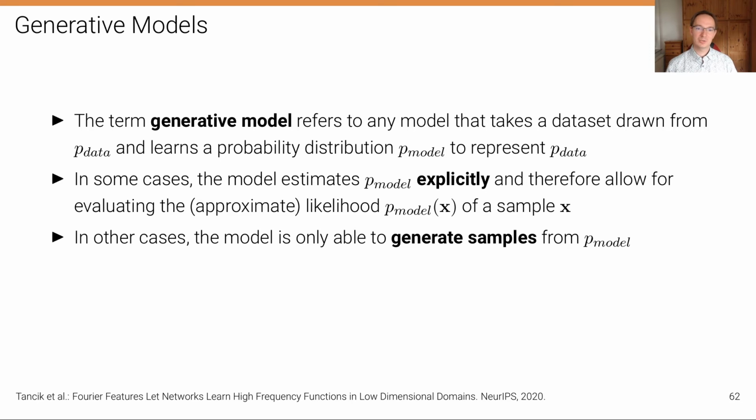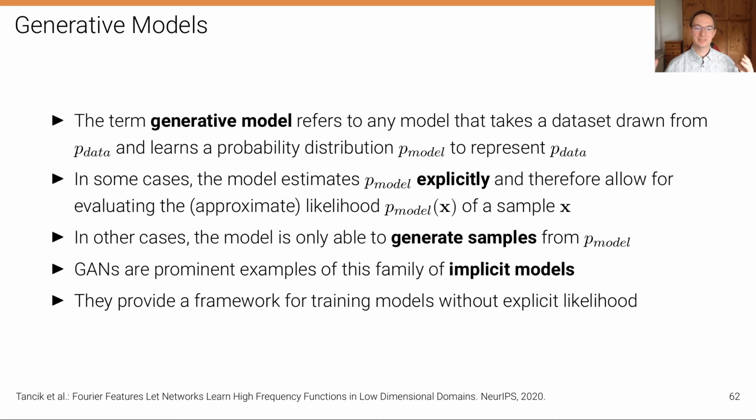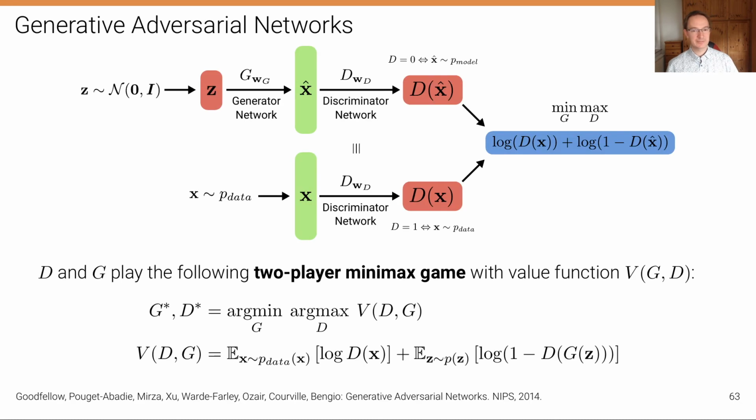But in other cases, this is intractable. So the model is only able to generate samples from P model. And GANs are prominent examples of this family. This family is called the family of implicit models. So you can see this is another occurrence of the term implicit, but again in another context, but it fits the spirit of this lecture. Here implicit means that the likelihood is not represented explicitly, but only implicitly. So GANs provide a framework for training models without explicit likelihood. And this is what we have seen in the last deep learning lecture.